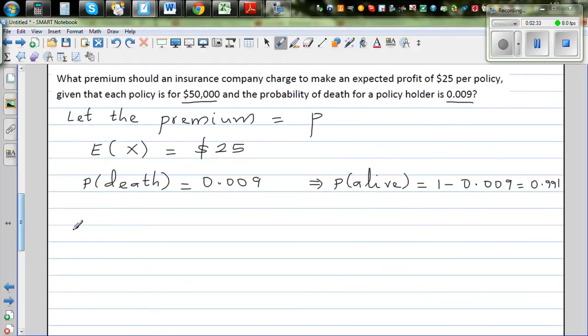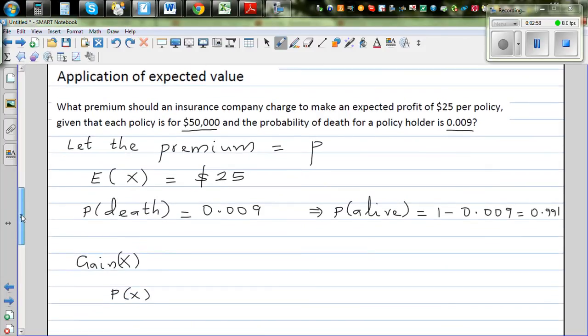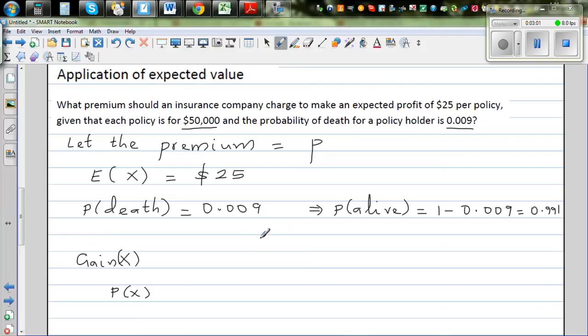Which are the two scenarios? Let's say this is your random variable x, and this is the probability of the random variable. x stands for the gain. We are interested in gain, so gain is your random variable. There are two scenarios for the insurance company. Let's start with the positive: the policyholder is alive, or the policyholder dies. One is death and the other is alive.